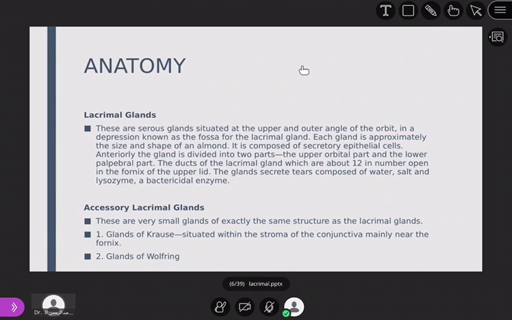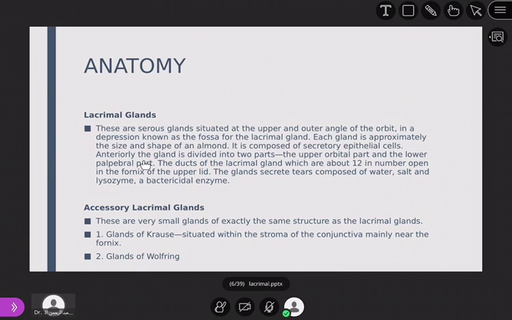The ducts of the lacrimal gland, which are about 12 in number, open in the fornix of the upper lid. The gland secretes tears composed of water, salts, and lysozyme, which is a bactericidal enzyme. Then we have the accessory lacrimal glands. The first one, which is the large one, is the main lacrimal gland. Then we have the accessory lacrimal glands, which are very small glands of exactly the same structure as the main lacrimal gland. So we have one large lacrimal gland and many small accessory lacrimal glands, and all of them secrete the same thing.